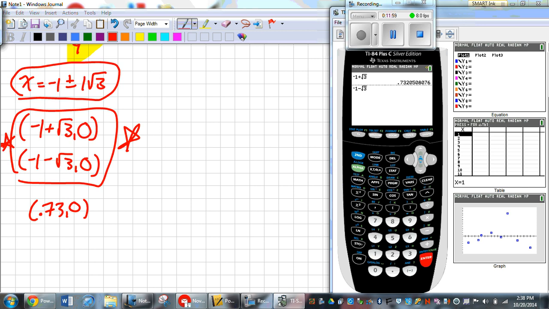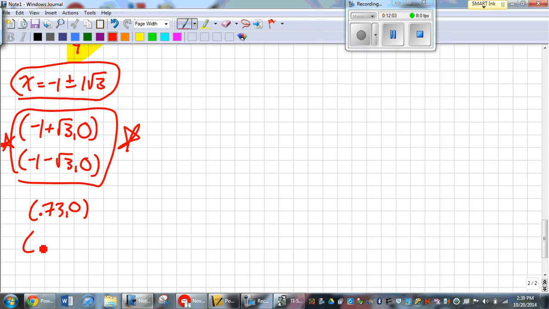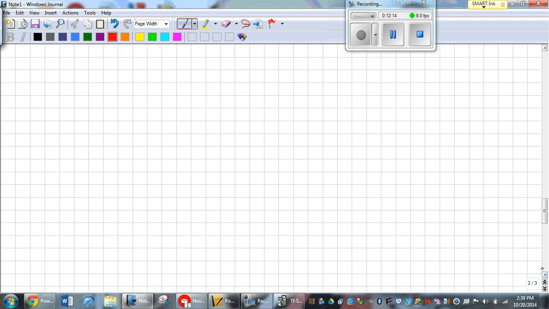When I do that, I get about negative 2.73. Okay, so now that I found these, I'm going to go onto a graph, and I'm going to actually graph these. So let's make a nice big graph.